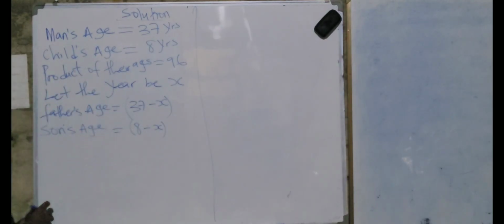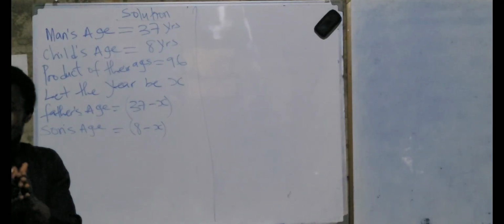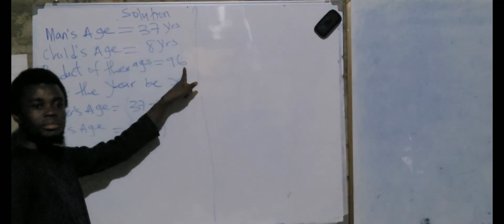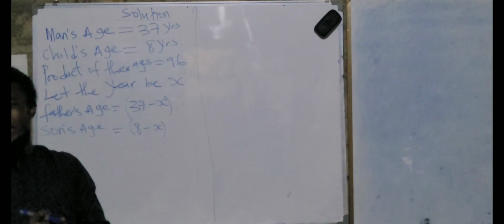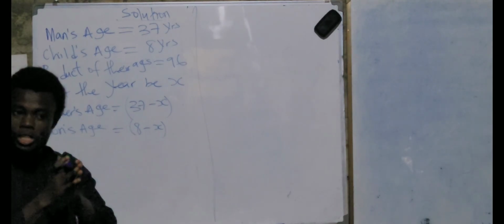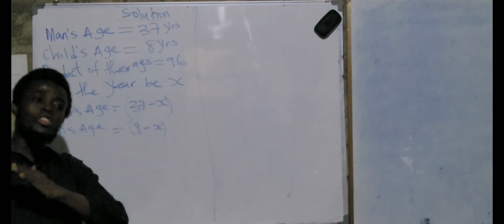Good. Now we are talking of their products, right? Their products will now be what? Now whenever they make mention of product, it means you have to multiply. Difference, it means you have to subtract. Sum means you have to add, and means you have to add. Of means you have to multiply.